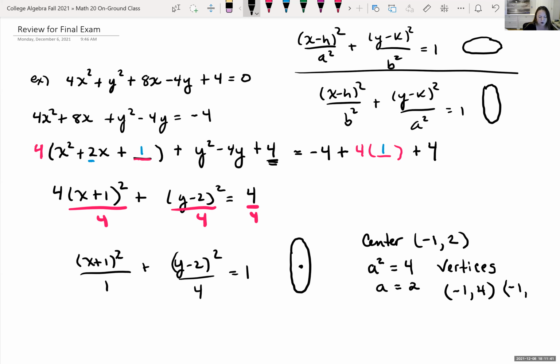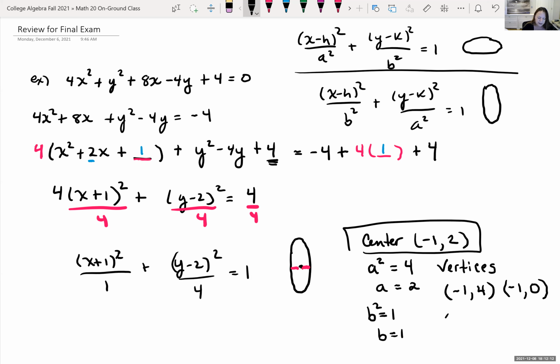And we have -1, and subtracting 2 from our Y value of 2, we get 0. Our B squared is 1, so B is equal to 1. And so our vertices on the minor axis, we're going to be going to the left and the right 1 unit. That's affecting the X value of your center, so adding and subtracting 1 from the center.